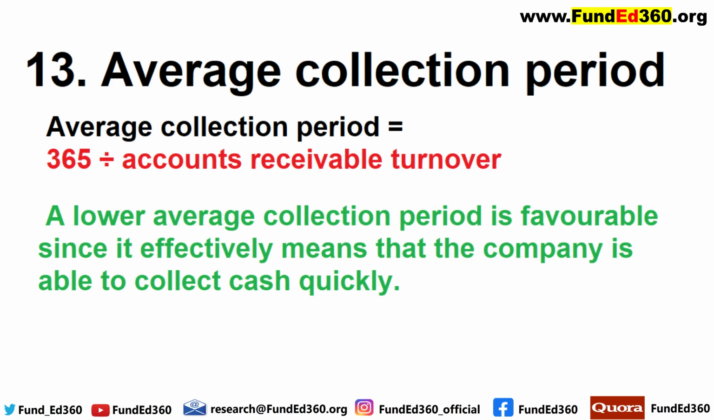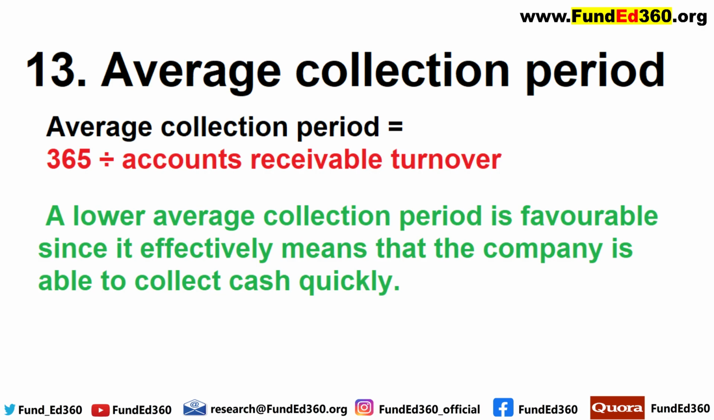The 13th ratio is the average collection period. The average collection period determines the time it takes for a company to collect cash from its debtors. A lower average collection period is favorable since it effectively means that the company is able to collect cash quickly. That means the collection is better.